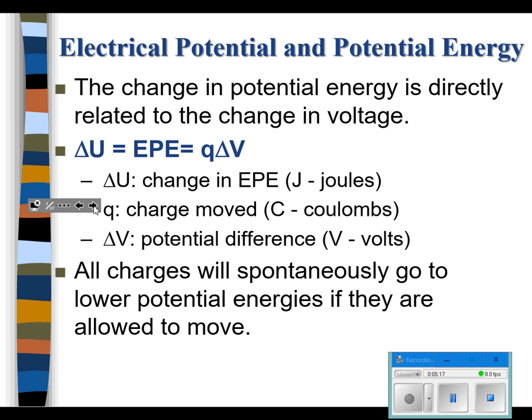All charges will spontaneously go to a lower potential energy if they are allowed to move. It's just like diffusion. It goes from high to low. So they will go from a high potential to a low potential if they are allowed to move. They will do it naturally.